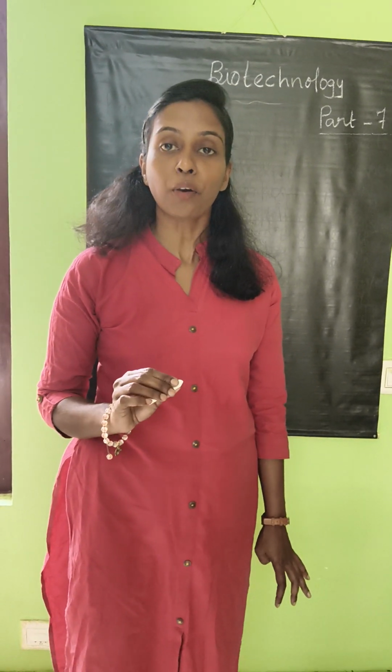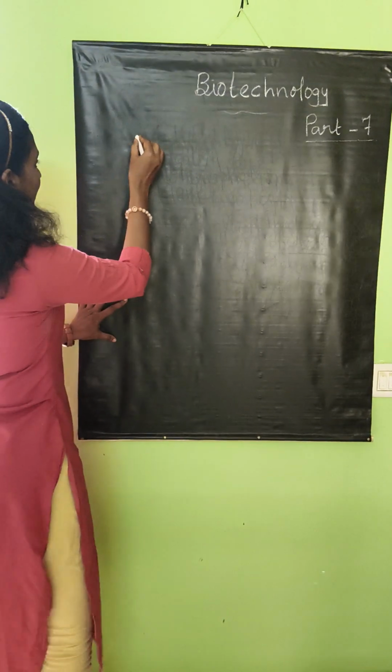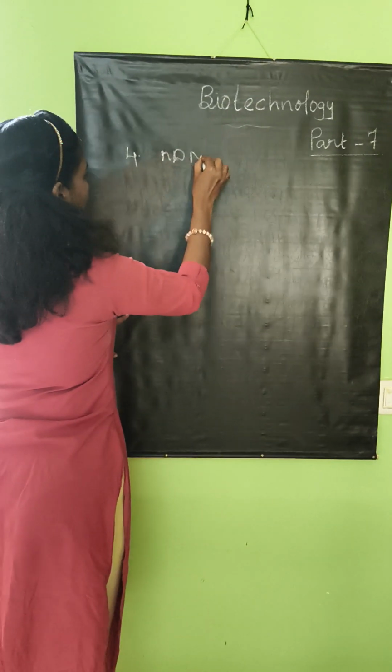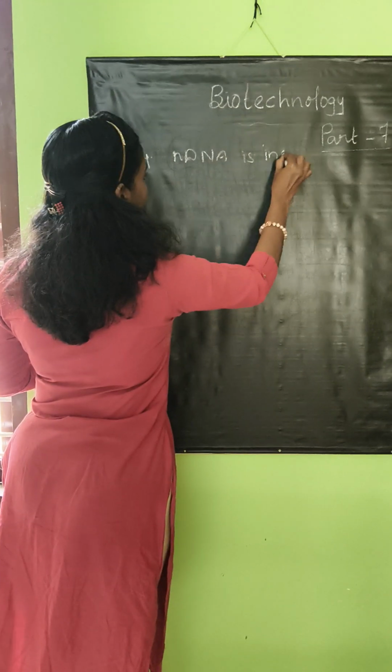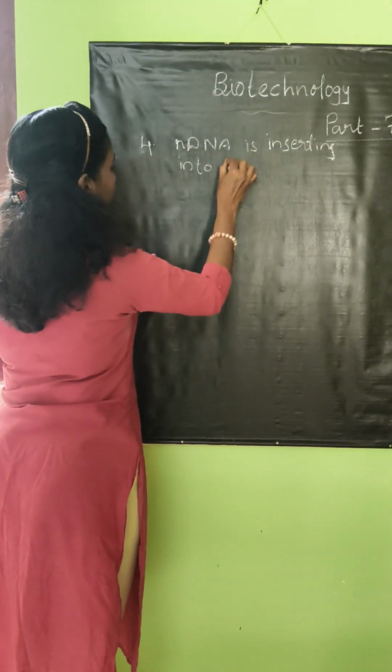Students, in the last two videos we studied the features of an ideal vector. There are four features of an ideal vector, and we have discussed three. In this session we are going to study the fourth feature of an ideal vector, that is, the vector inserting our DNA into plants and animals.